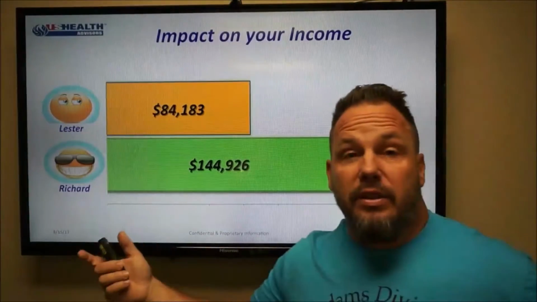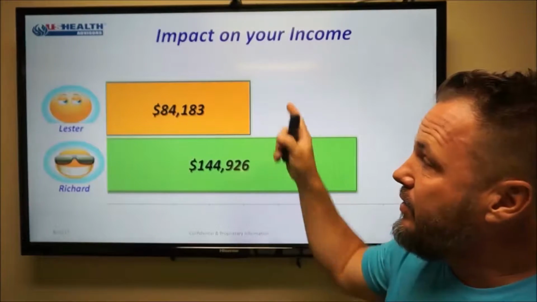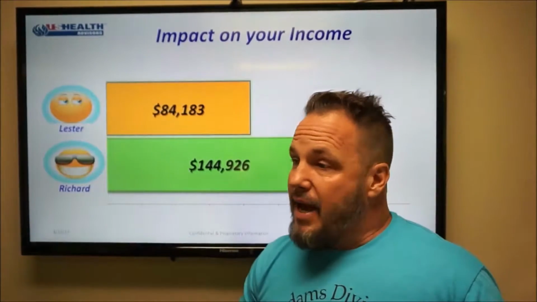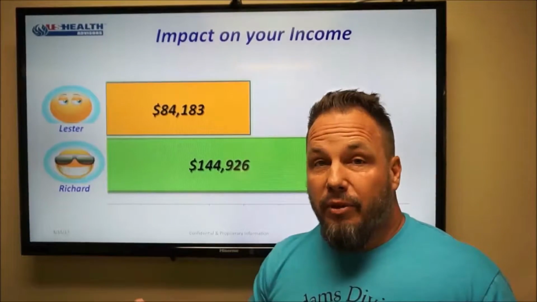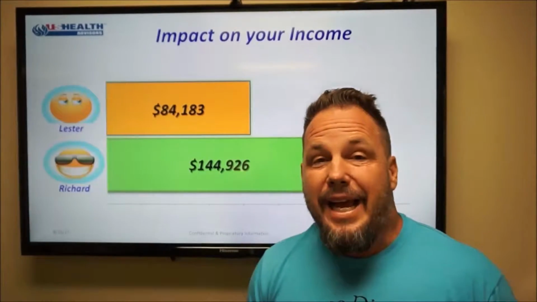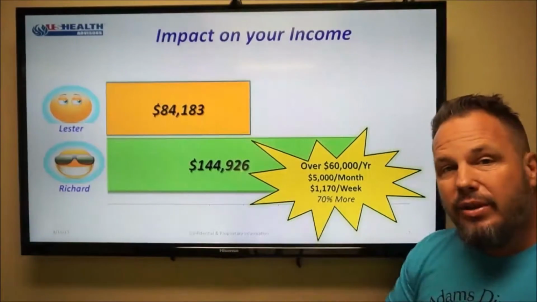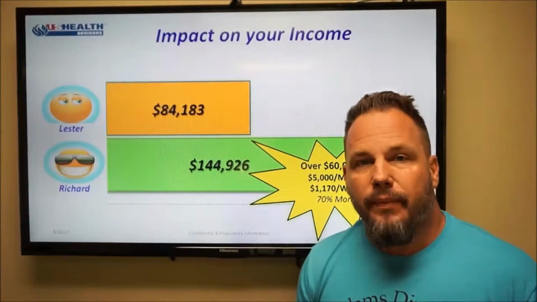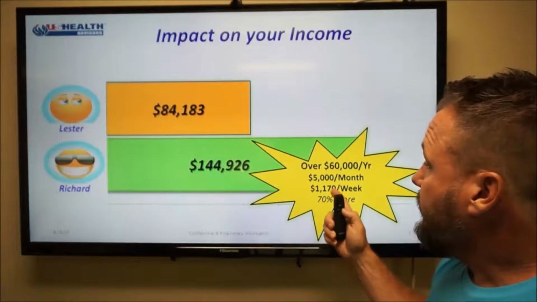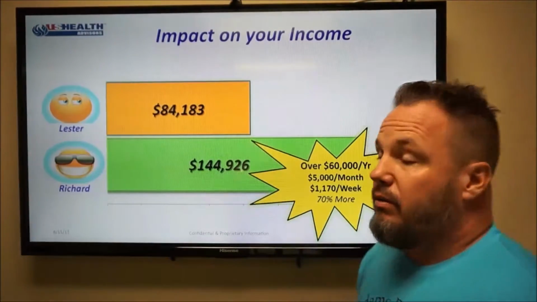This is what their income looks like. Holy cow. Lester made $84,183 off that. Not a bad income, but for a $1 million producer, come on. Richard, $144,926. Do you see that that's over a $60,000 a year difference in income? Or $5,000 a month? Can you use $5,000 a month?